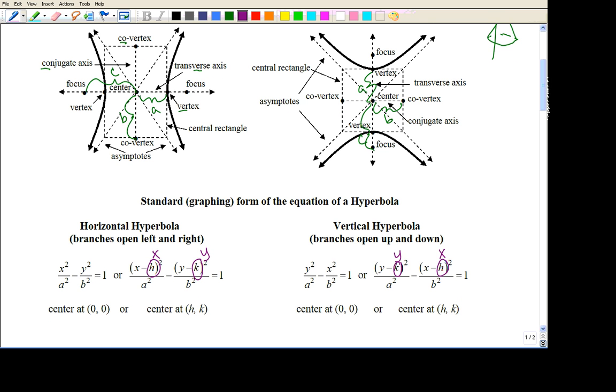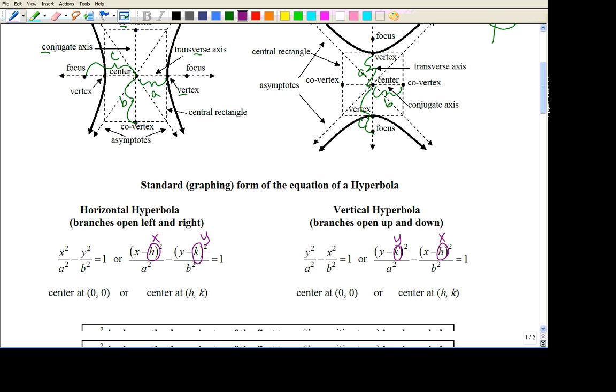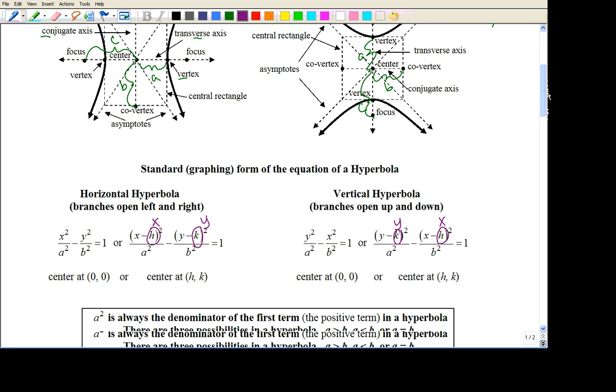When we have a squared and b squared, we have a little note right here we'll check out. A squared is always the denominator of the first term, the positive term, in a hyperbola. And there are three possibilities in a hyperbola. A can be bigger than B, it can be less than B, or it can be equal to B. Unlike an ellipse, where a was always bigger than b.